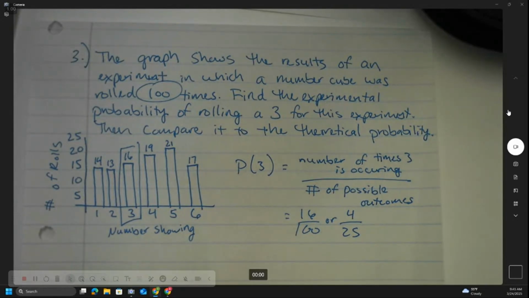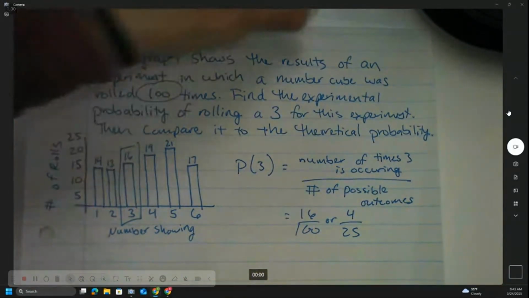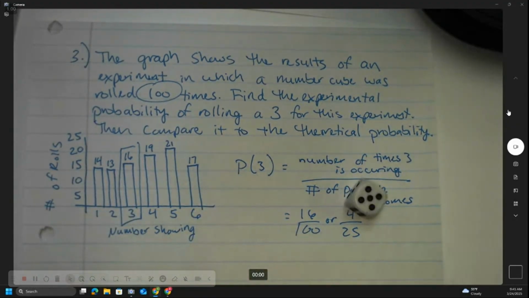So the experimental probability of rolling a 3 is 4 out of 25 chances, which is close to its theoretical probability, 1 out of 6 chances it's going to fall on a 3, because there's 6 sides on a dice. I'll say that again. The experimental probability of rolling a 3 is 4 out of 25 chances, which is pretty close to its theoretical probability of a 1 out of 6 chance we're going to land on a 3.